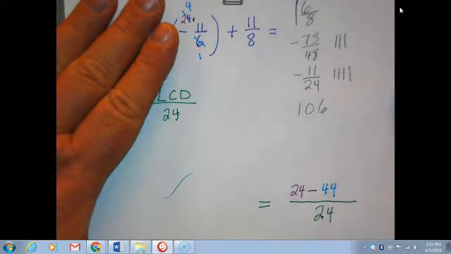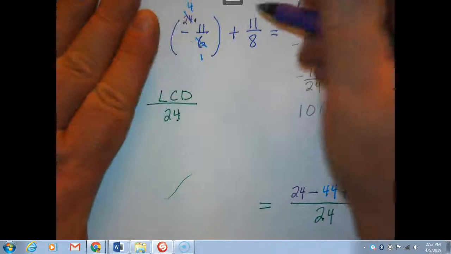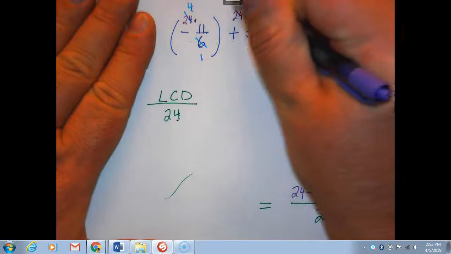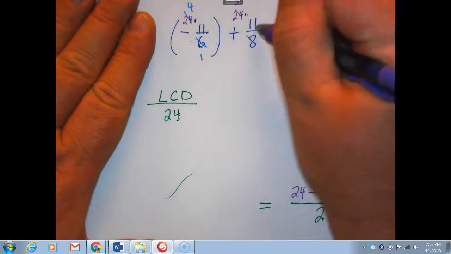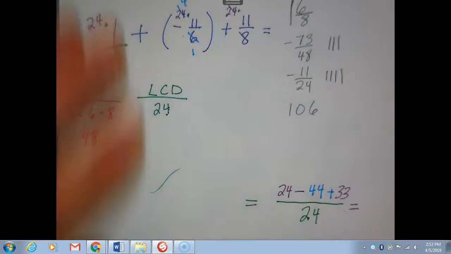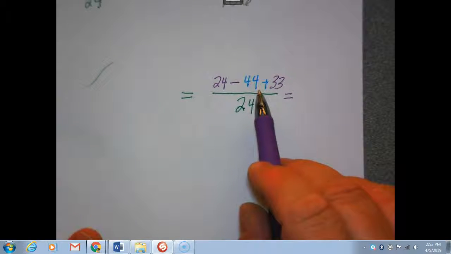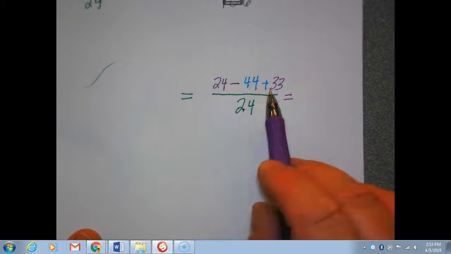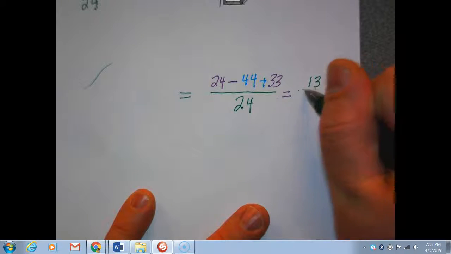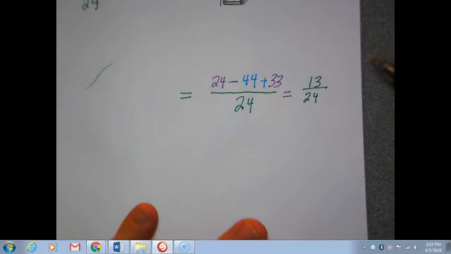Plus, yeah, we're going to multiply by 24, right? 8 goes into 24 3 times. 3 times 11 is 33. Okay. 24 minus 44. Negative 20 plus 13. Positive 13, right? And we have our 24. So you're close. 9/24.